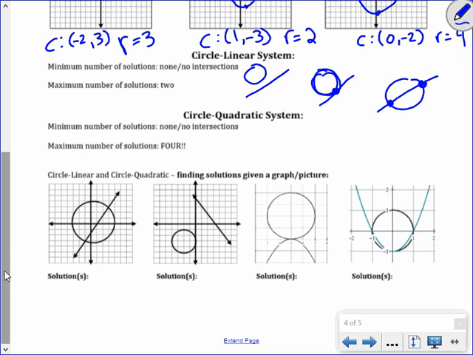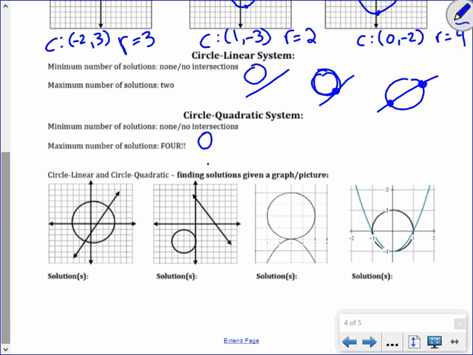So up until now, all the different types of systems we've seen, the quadratic linear, the quadratic quadratic, and the circle linear, have all had 0, 1, or 2 solutions. Okay? But for a circle quadratic, you can have no solutions, but the maximum is now 4 solutions instead of 2. So the circle quadratic one is unique. We're going to draw each of these situations where you could have no solutions, 1 solution, 2 solutions, 3 solutions, or 4 solutions.